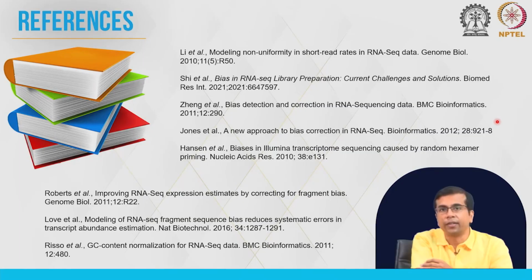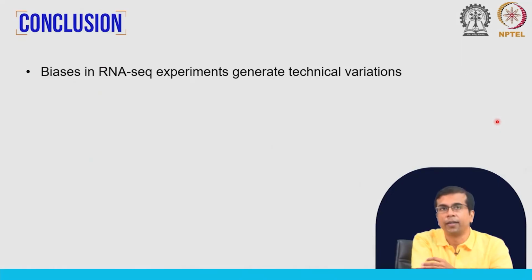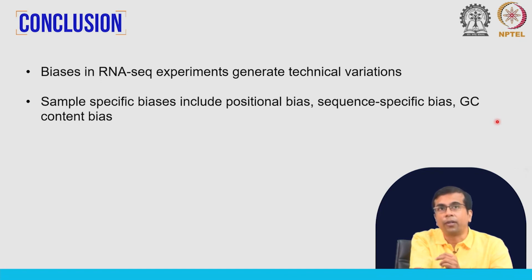Here are the references for this class. To conclude, we have talked about different types of biases in the data, and these can generate technical variations which we need to account for. We have talked about sample-specific biases, which include positional bias, sequence-specific bias and GC content bias. We have also mentioned different bias correction methods that can account for these different biases.